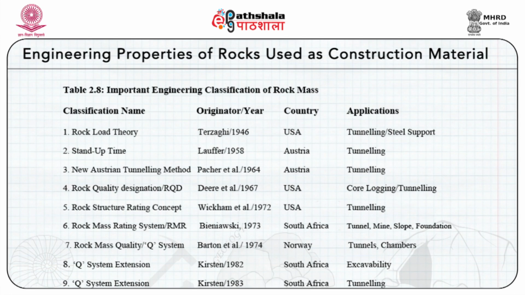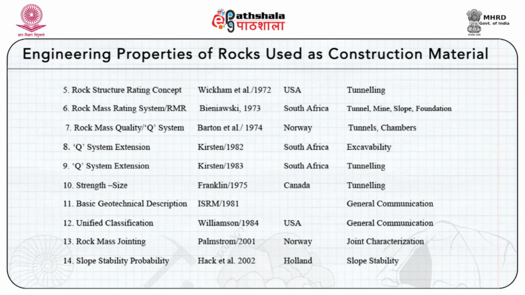The first one, rock load theory, which we discussed in module 1, was given by Karl Terzaghi in 1946. This is important for tunneling and steel support in tunnels. We have the stand-up time classification given by Lauffer in 1958. We have the New Austrian Tunneling Method given by Pacher et al. in 1964. We have rock quality designation, a very important classification given by Deere et al. in 1967. We have the rock structure rating concept given by Wickham et al. in 1972. We have the rock mass rating system, again a very important and versatile engineering classification of rock, given by Bieniawski in 1973. Then an equally good classification is the rock mass quality or Q system given by Barton et al. from Norway in 1974.